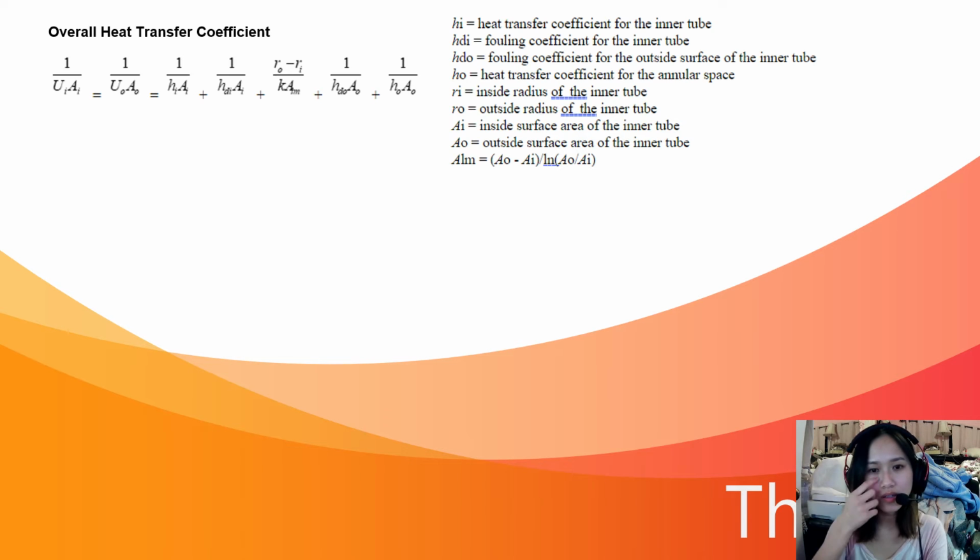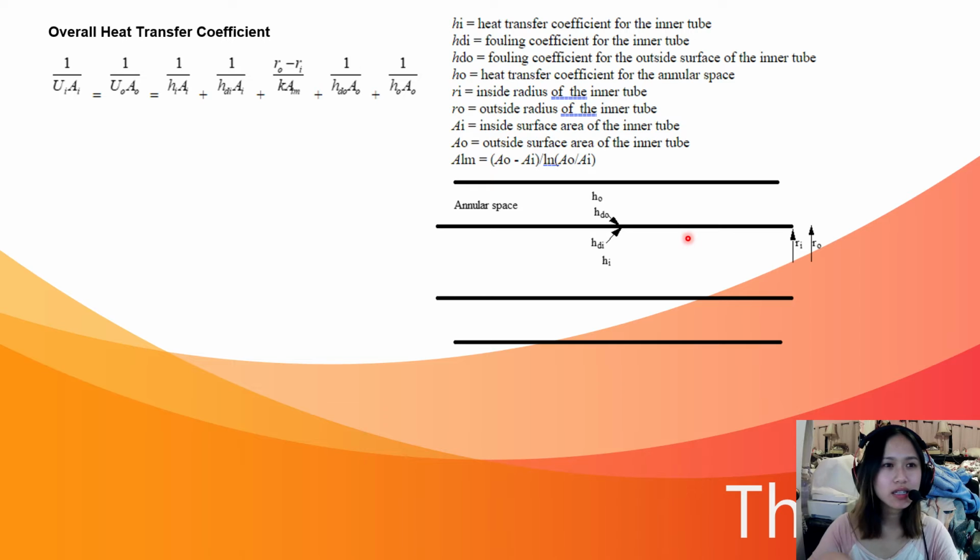So to find the overall heat transfer coefficient, you would have to plug in the values that you found into here, where h_i is the heat transfer coefficient in the inner tube, h_di is the fouling coefficient for the inner tube, h_do is the fouling coefficient for the outside surface of the inner tube, h_o is the heat transfer coefficient for the annular space, r_i is the inside radius of the inner tube, and r_o is the outside radius of the inner tube, A_i is the inside surface area of the inner tube, A_o is the outside surface area of the inner tube, and A_lm is shown in this equation right here.